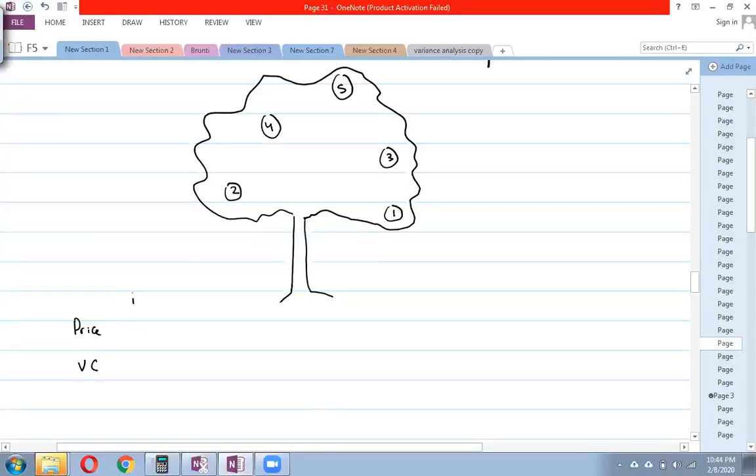So apple number 1, we can sell it for $1, and the cost is quite low. Of course, it's very easy to pick it from the tree, so the cost is not going to be very high. Let's say the cost is half a dollar. So what will be the profit? The price that we can sell this apple for is $1, and the variable cost of this apple is half a dollar. So the profit will be half a dollar.